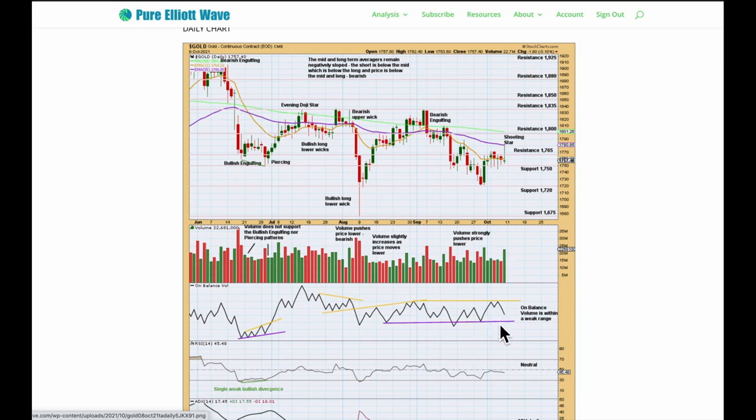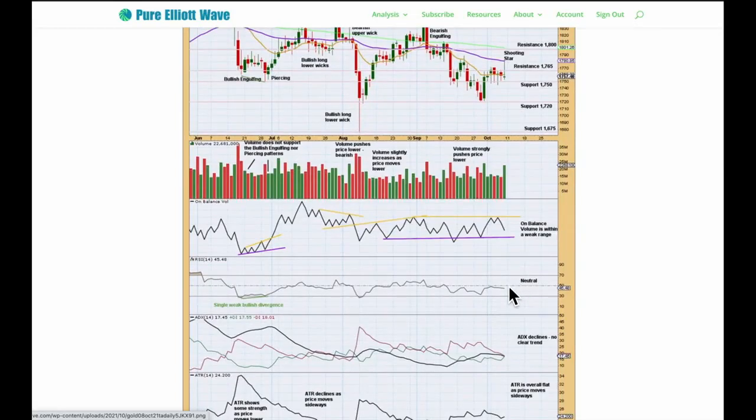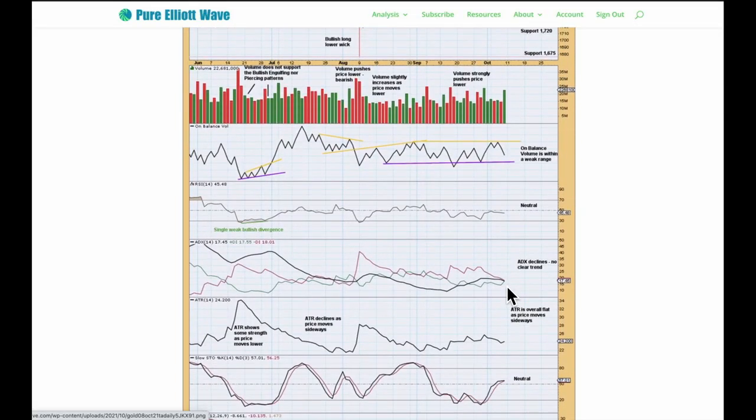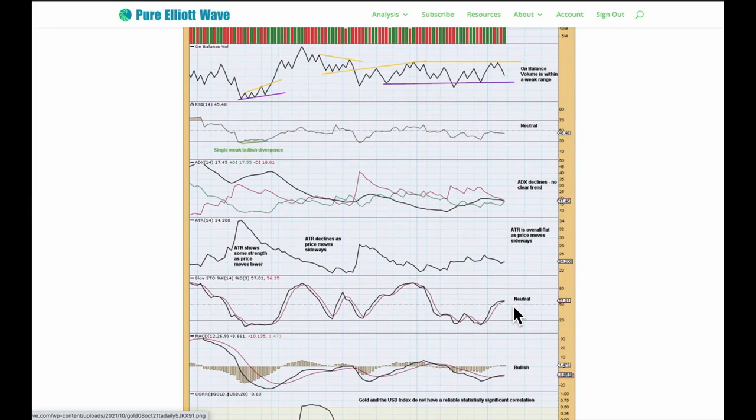On balance, volume is range bound within a relatively weak range, resistance and support, no signal this week. RSI neutral, ADX declining at this time frame at the daily chart level this week. Last week it told us there was a downward trend. This week it says there's no clear trend. Price is essentially range bound. ATR overall flat as price moves sideways.